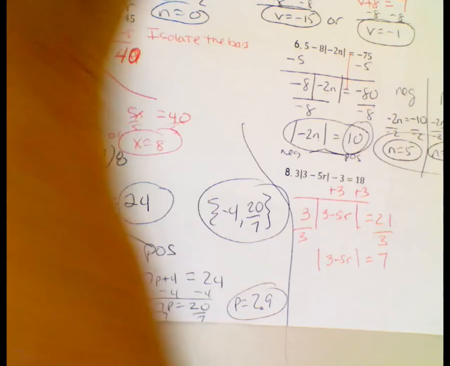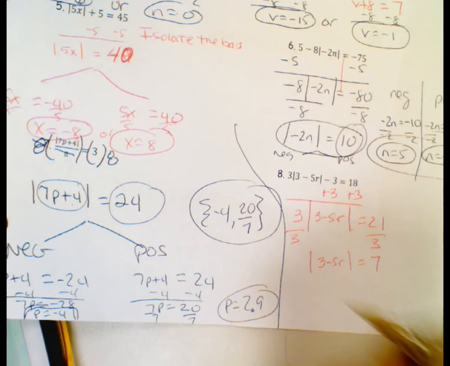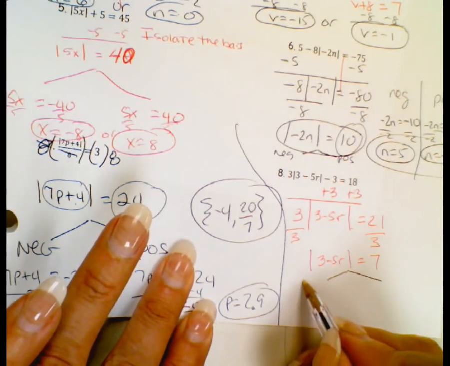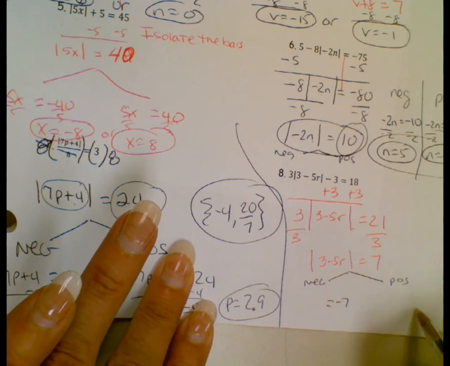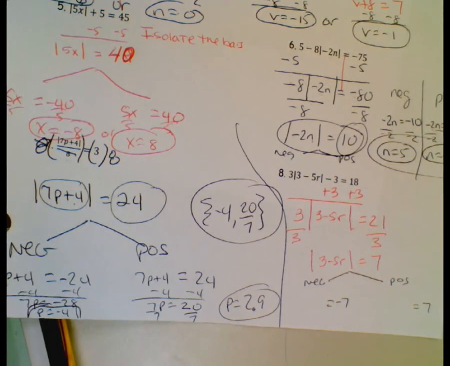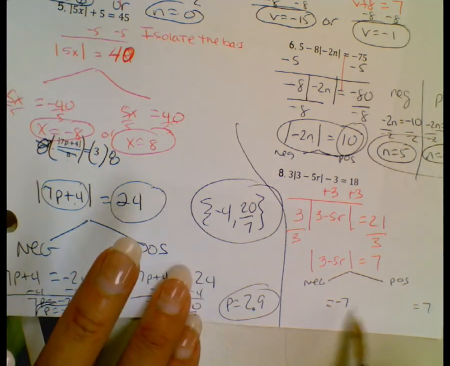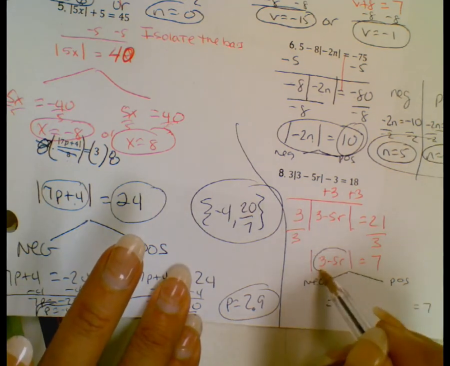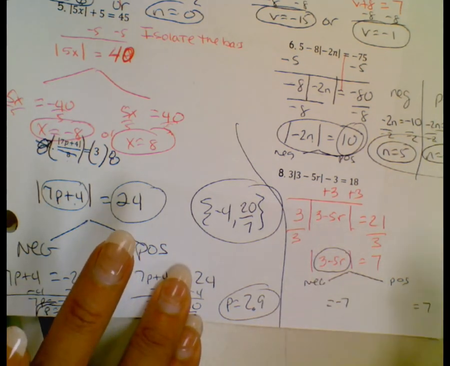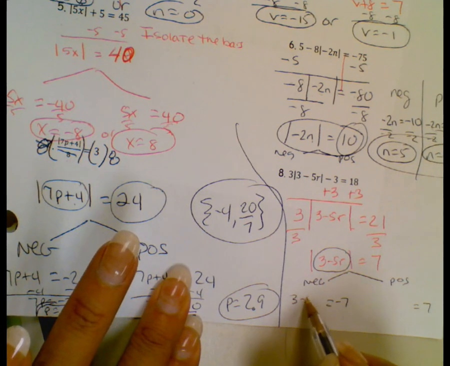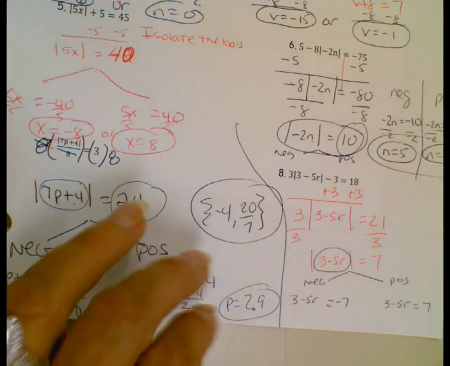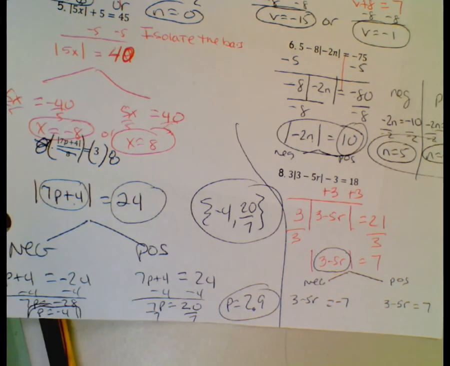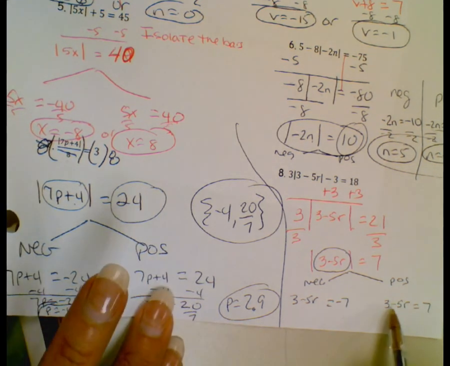As long as this is equal to a positive number, there are 2 solutions. So let's break these up. We have the negative equals -7, and we have the positive equals +7. So the part that's equal to -7 and +7 is this part in the bars. So once you separate into 2 equations, the bars can go away, and the part that's in the bars is unchanged. It's 3 minus 5r, 3 minus 5r.